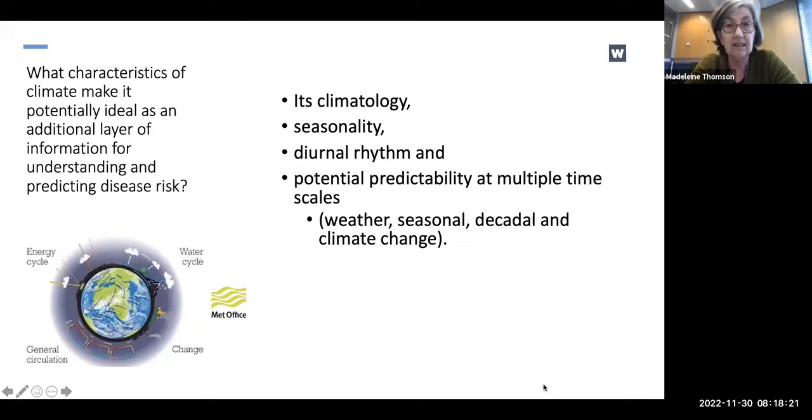Going back to the vector-borne diseases, very commonly they are epidemics, and seasonal rises in vector-borne diseases occur halfway through the rainy season and extend into the following dry season. There's a diurnal rhythm to climate, day and night, which also impacts on health outcomes. And of course, there's potential predictability at multiple timescales. So we can go from weather, to seasonal timescales, El Nino and the Southern Oscillation, decadal timescales in climate, and then of course longer term change representing climate change.